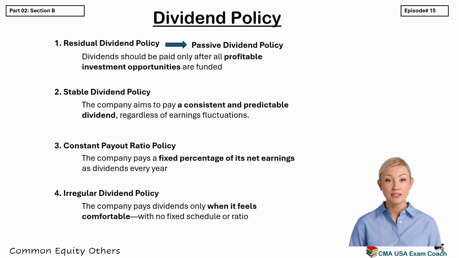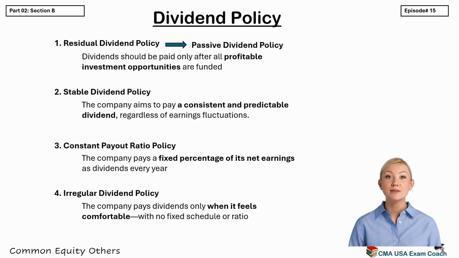Next, there is the stable dividend policy. Under this approach, the company aims to pay a consistent and predictable dividend, regardless of earnings fluctuations. For example, it might pay $2 per share every year, even if profits go up or down. This policy builds investor confidence and is especially popular among income-focused investors who value stability.